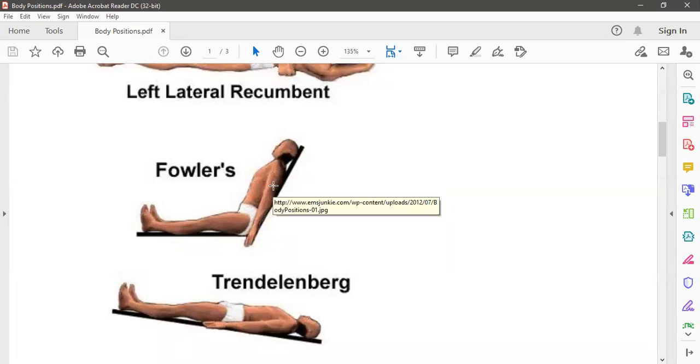So if your patient has any kind of respiratory problem, we tell our patient to take the Fowler posture, to prevent any kind of aspiration, right? Any patient with autonomic dyslexia, we always prefer the Fowler position.